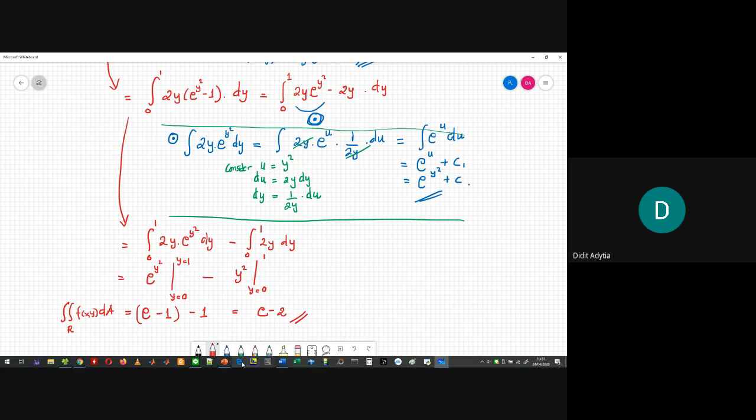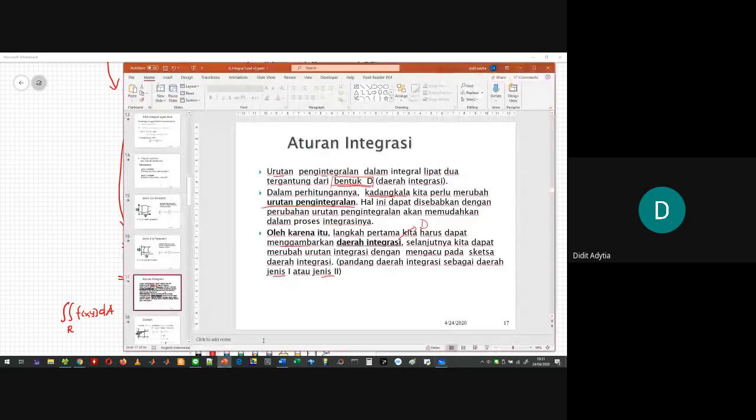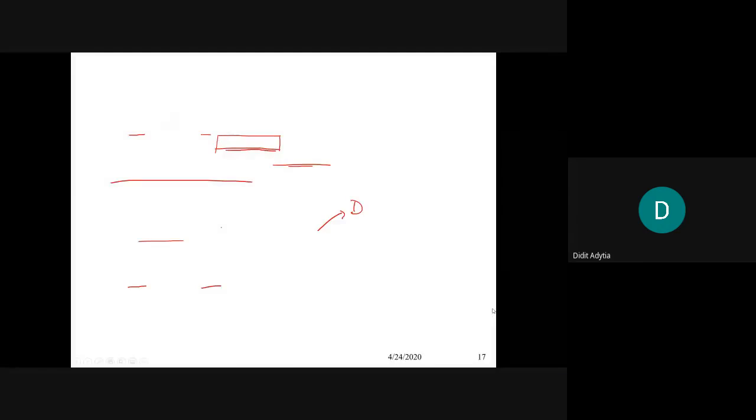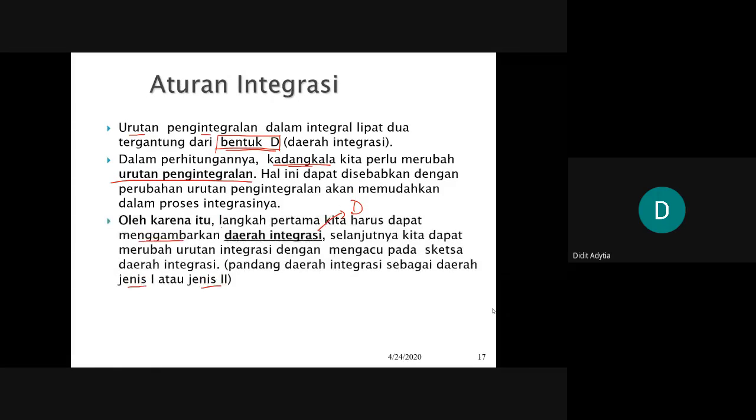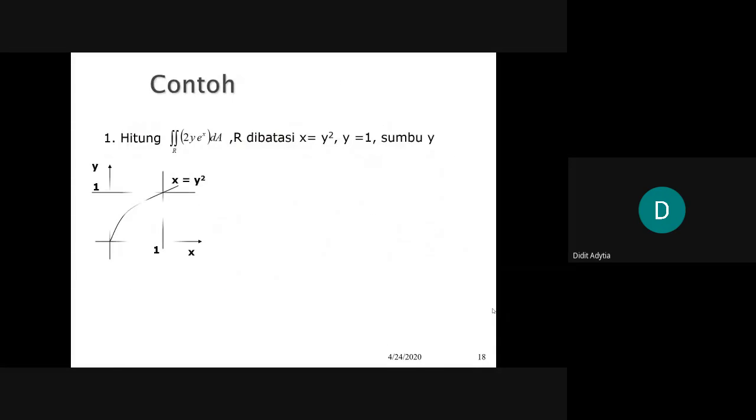Okay, let us check in the presentation. Did we do something wrong or not? Okay, this one. So first we calculate with respect to x, and then the rest is with respect to y. Okay? So that we define the R as this one.